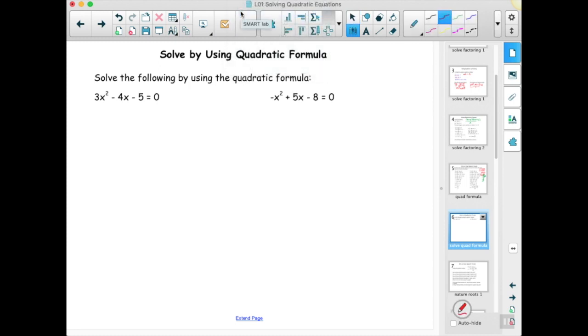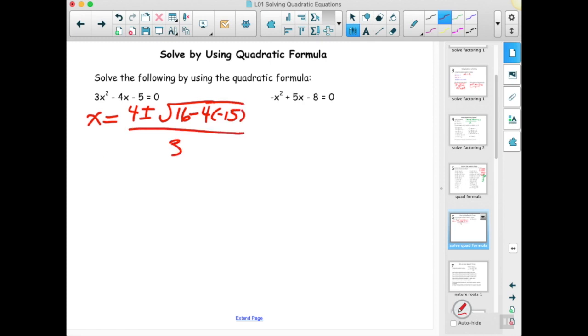All right, hopefully you took some time to do your thinking. Plugging into the quadratic formula, x is negative b, negative 4 is positive 4, plus or minus the square root of b squared is 16, minus 4, the product of a and c is negative 15, all divided by a, which is 3. This is 4 plus or minus the square root of, what's that, 76 over 3.